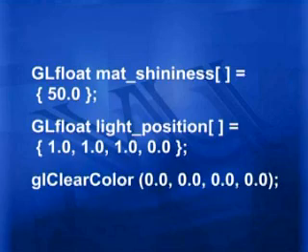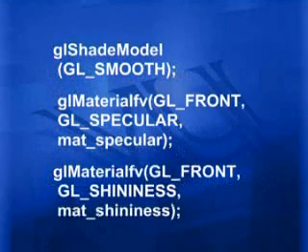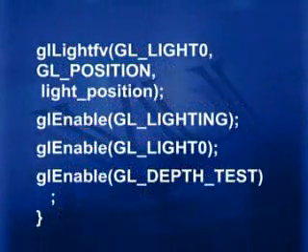Then glClearColor is set to all zeros. glShadeModel is specified to be GL_SMOOTH. This has an impact on the shading model that we are going to make use of. It would be smooth shading. glMaterialfv is passed GL_FRONT, GL_SPECULAR, and mat_specular as parameters. Then glMaterialfv is passed GL_FRONT, GL_SHININESS, and mat_shininess. glLightfv is passed GL_LIGHT0, which is our only light source that we are going to use, the GL_LIGHT0.